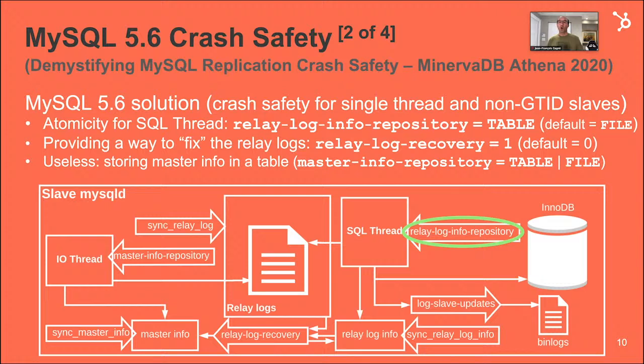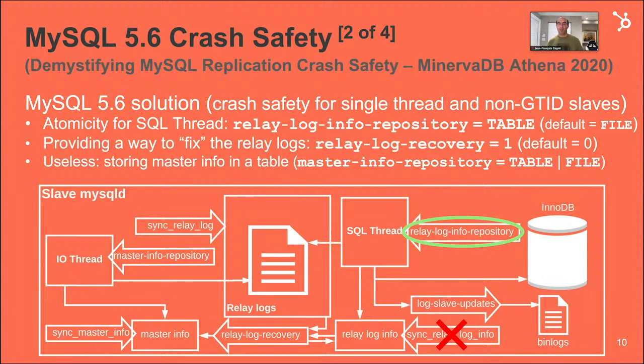But there's absolutely no way to get atomicity for the IO thread. The relay logs are files, and it's impossible to add data to a file and update a file atomically. Even if it's a table, we append data to the relay log, then we need to commit something in a table. So it's not atomic. So MySQL introduced something called relay log recovery, and we'll talk about it just later.